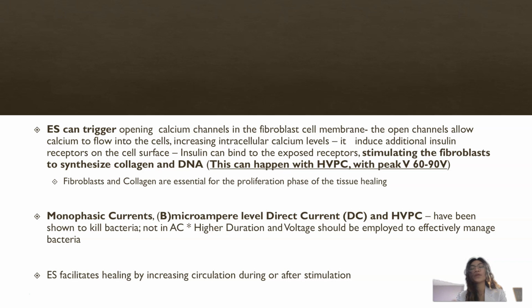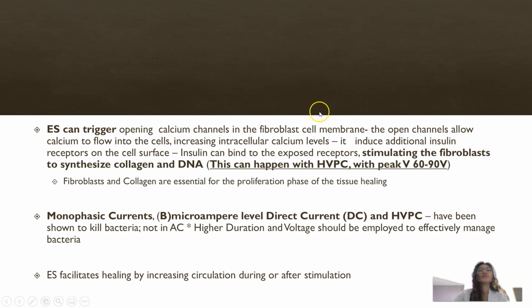Okay? So, kung mapapansin ninyo na in diabetes mellitus, they have a problem with absorbing the glucose. That's why one of the signs and symptoms of your diabetes mellitus is that it takes time for them to heal yung kanilang wound. Okay? Insulin can bind to the exposed receptors, stimulating the fibroblasts to synthesize collagen and DNA. So this can happen with HVPC with a peak of 60 to 90 volts. Okay, so yan yung gagamitin kasi natin, your HVPC.